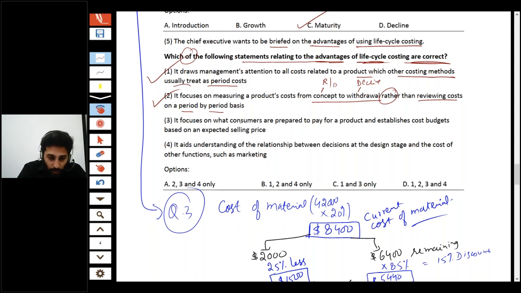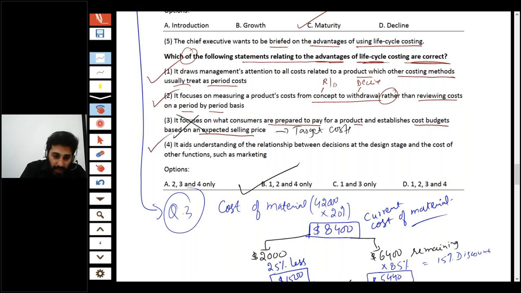Number three, it focuses on what customers are prepared to pay for a product and establishes cost budget based on expected selling price. The answer is false. It is the target costing concept. It's not the life cycle concept. It is actually the target costing concept. So this is wrong. So one and two are correct, and we are not finding one and two. So that means option B is correct.